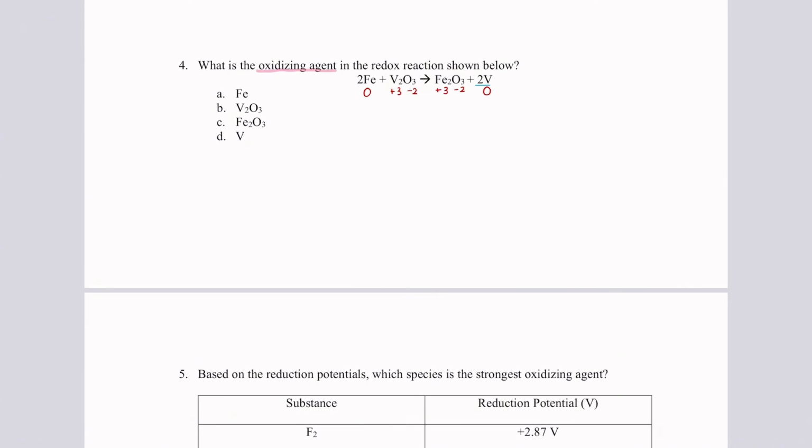Iron goes from 0 in elemental iron to plus 3 in iron 3 oxide. This is an increase in oxidation number, and an increase in oxidation number means that iron lost electrons, so it is oxidized. Vanadium, on the other hand, goes from plus 3 in vanadium 3 oxide down to 0 in elemental vanadium. So this is a decrease in oxidation number. A decrease in oxidation number means vanadium gained electrons, so it is reduced. Oxygen here remains at -2 in both oxides, so oxygen is not undergoing redox here.